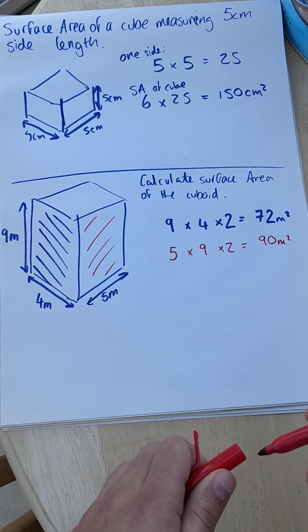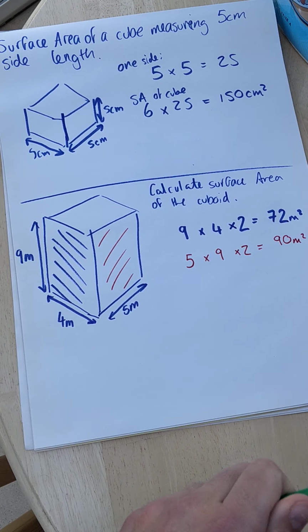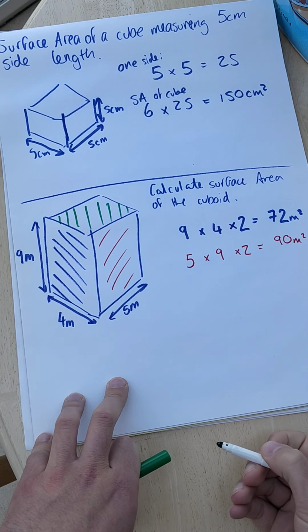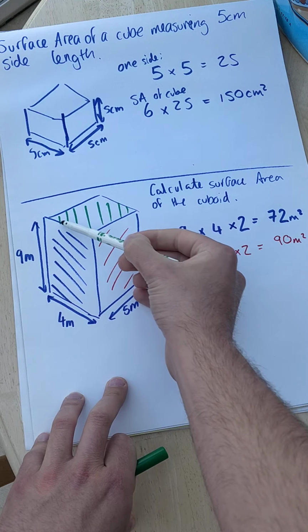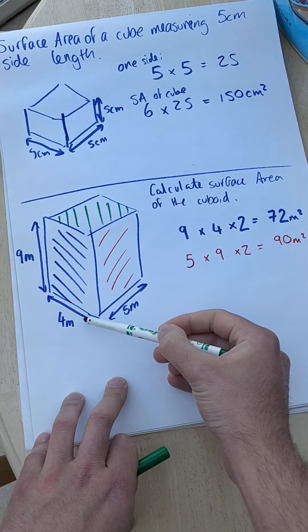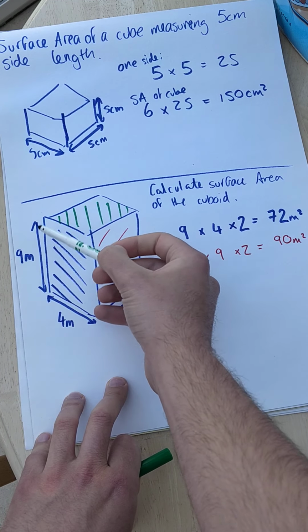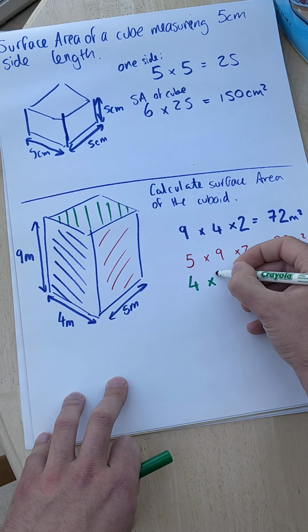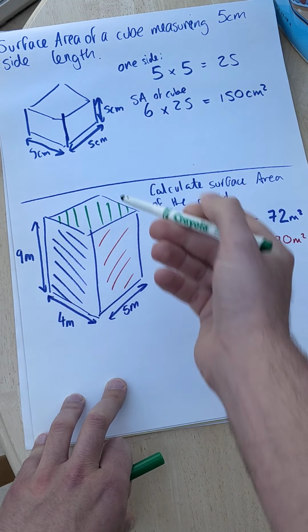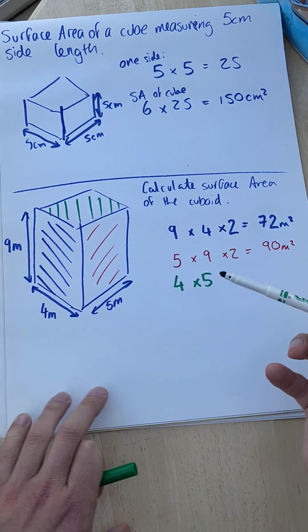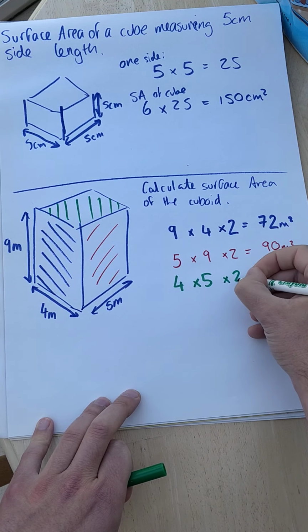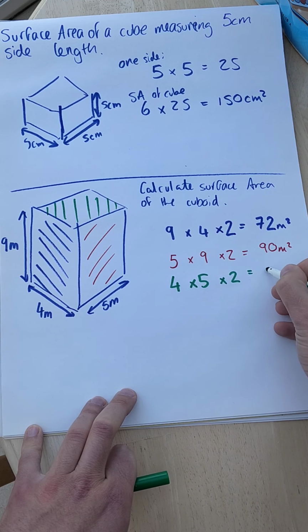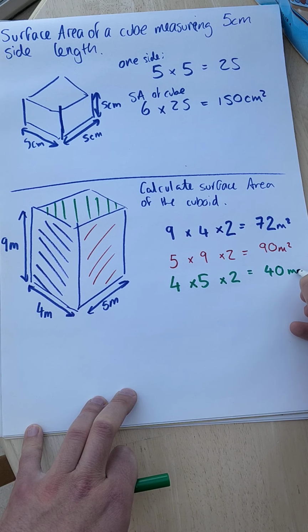Now we've got one last side that we can see, and that's that one there. To calculate the area of that one, we've got this dimension and this dimension, which would be 4 times 5. 9 has no bearing on that one at all. So we've got 4 times 5. Now that's just the top. We've also got the one at the bottom. So again, that is going to get multiplied by 2. So 4 times 5 is 20, times 2 is 40 meters squared.